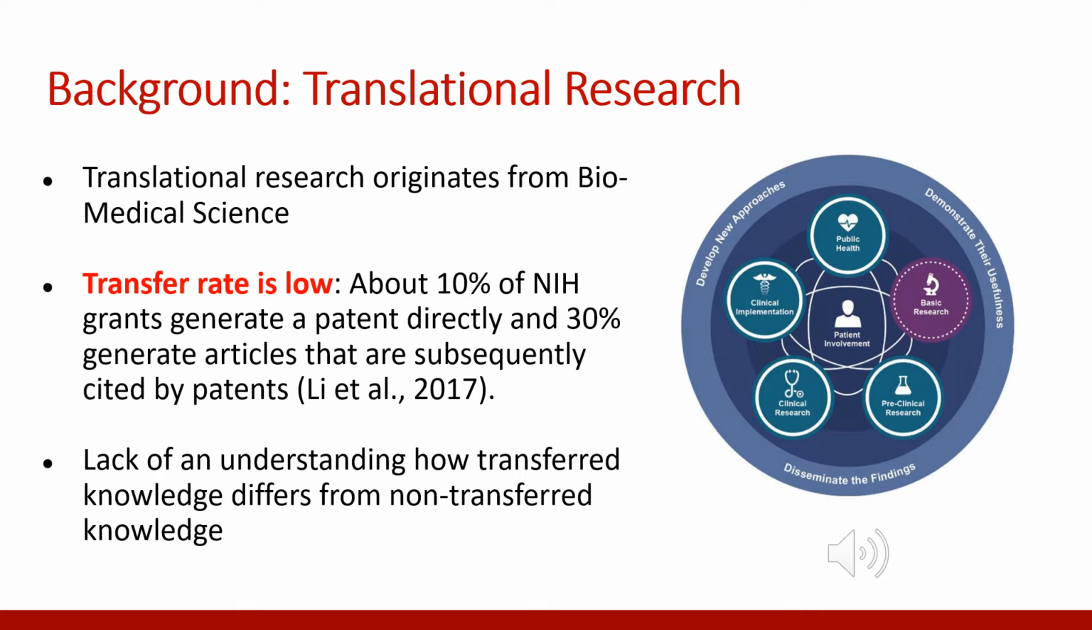According to a Science paper in 2017, we could see the transfer rate is pretty low. Only about 10% of NIH grants generate a patent directly, and 30% generate articles that are subsequently cited by patents. So the ultimate goal of our paper is to help scientists and policymakers increase the transfer rate by understanding the difference between transferred knowledge and non-transferred knowledge.